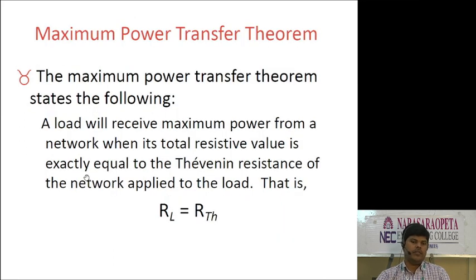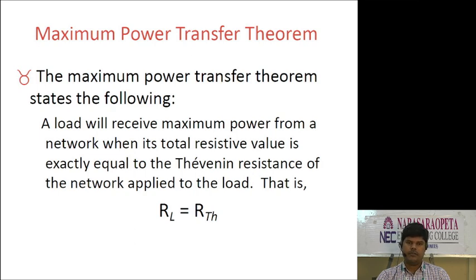Next is the maximum power transfer theorem. This is very interesting, and it will be used in regular circuits. The concept of the maximum power transfer theorem is that maximum power will transfer from source to load if the load impedance is equal to the source impedance, in the case of DC. If it is a case of AC, the maximum power transfers from source to load if the load impedance is equal to the complex conjugate of the source impedance.